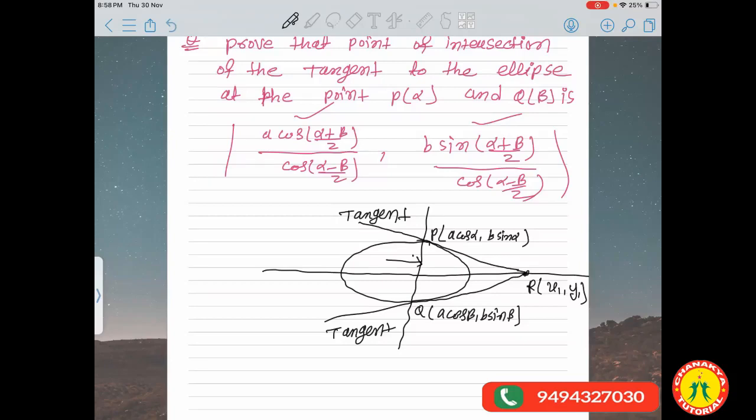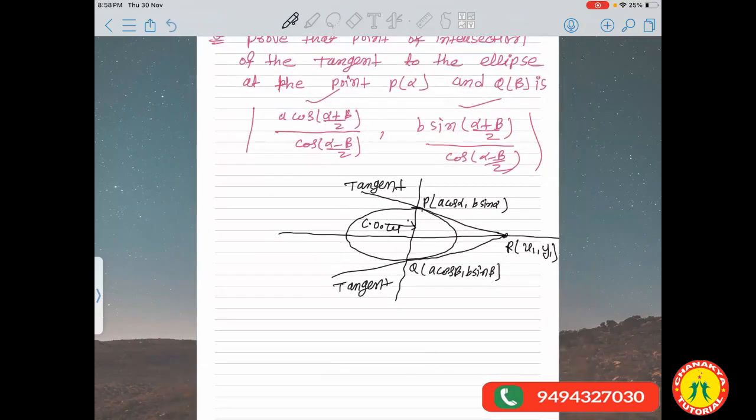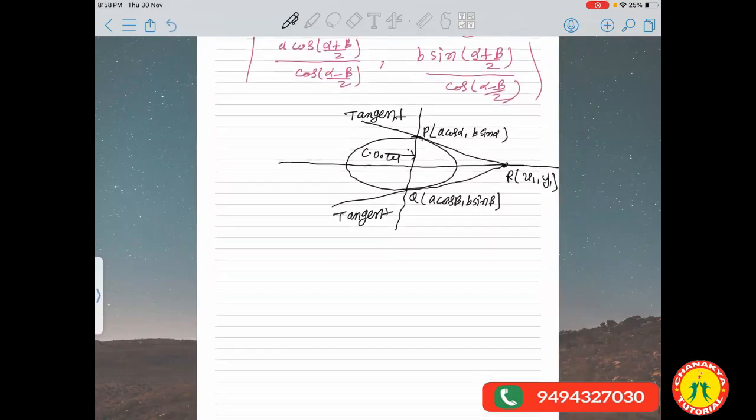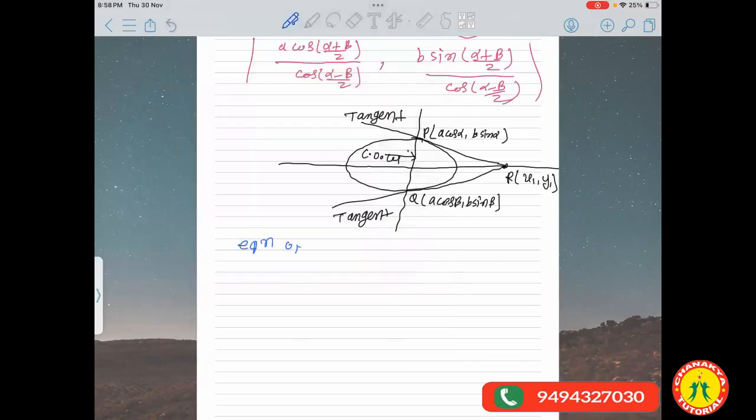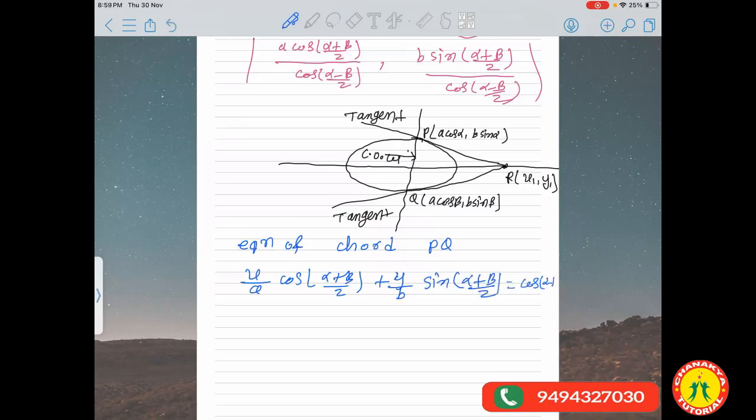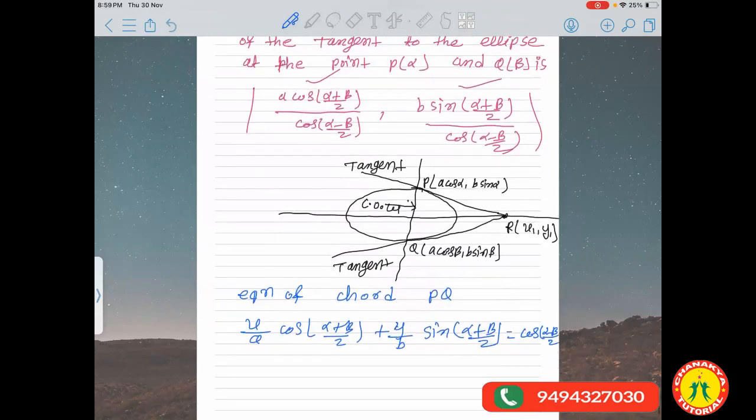Anyone? Tanish, can you say this will be the chord of contact now? This will be the chord of contact. PQ line will be the chord of contact. So we know the chord of contact equation, right? So we can write the equation of chord PQ. Equation of chord PQ is x by a cos alpha plus beta by 2 plus y by b sin alpha plus beta by 2 equal to cos alpha minus beta by 2. That is the equation of chord PQ.